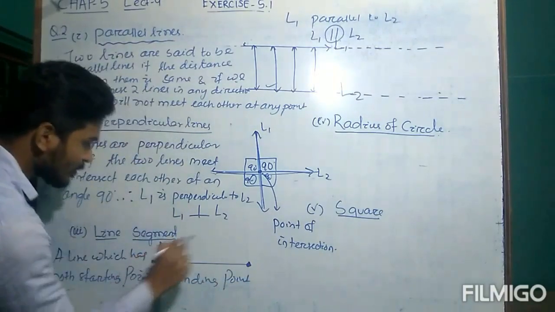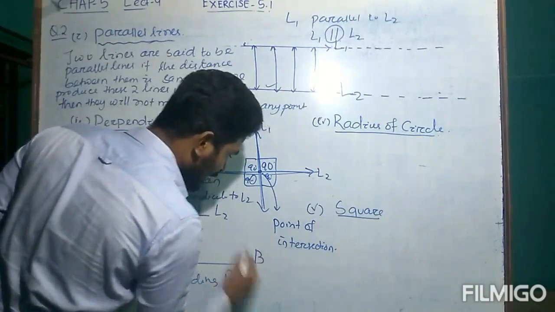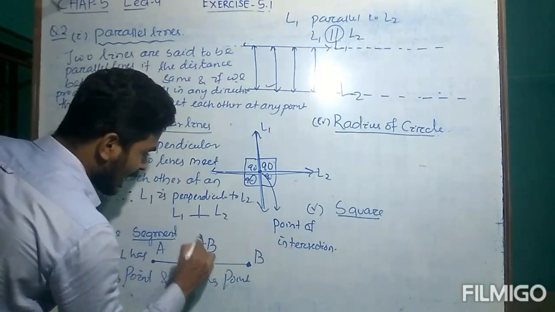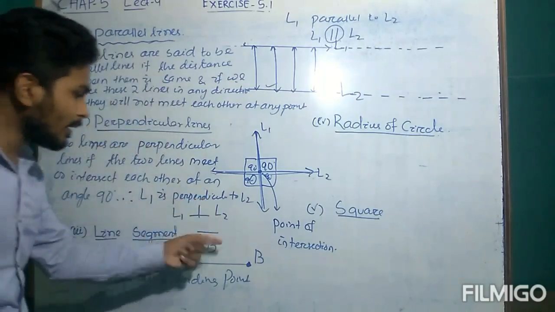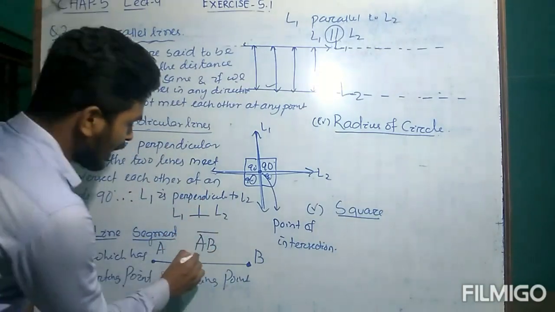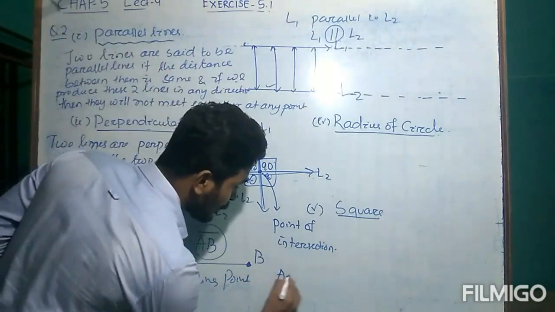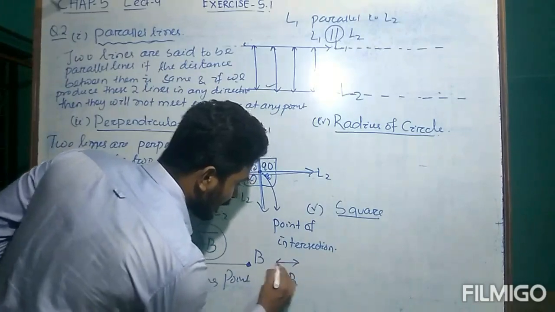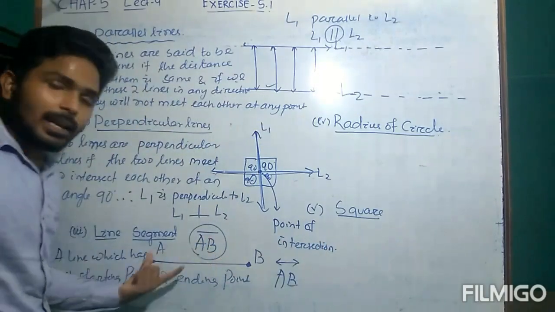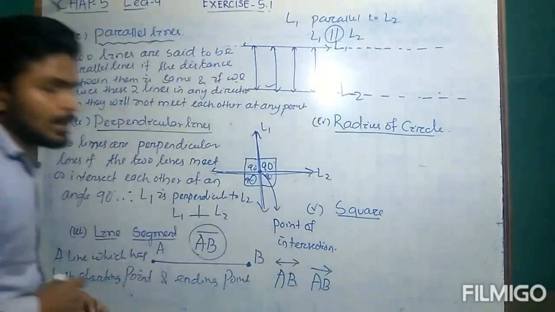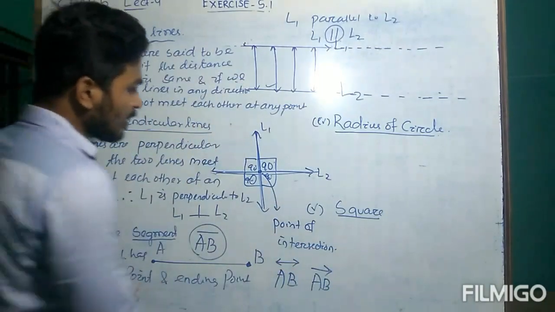Suppose the starting point is known as A and the ending point is known as B, then the line segment AB can be represented as AB, and above it you draw a line segment bar. If it is a straight line, then you represent it like this, AB with a line symbol. If it is a ray, then you write it like this, AB ray. So this is your line segment.